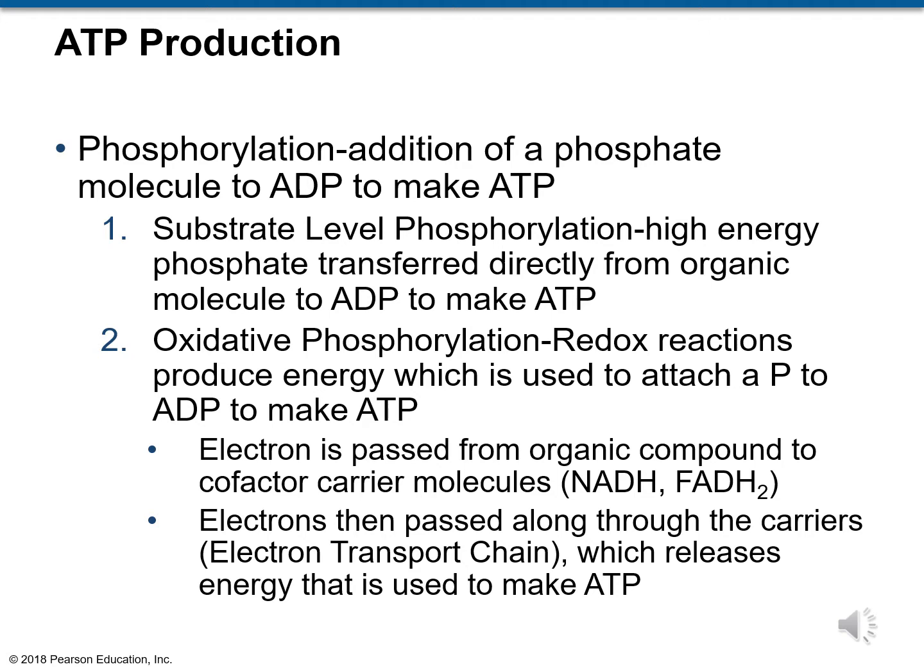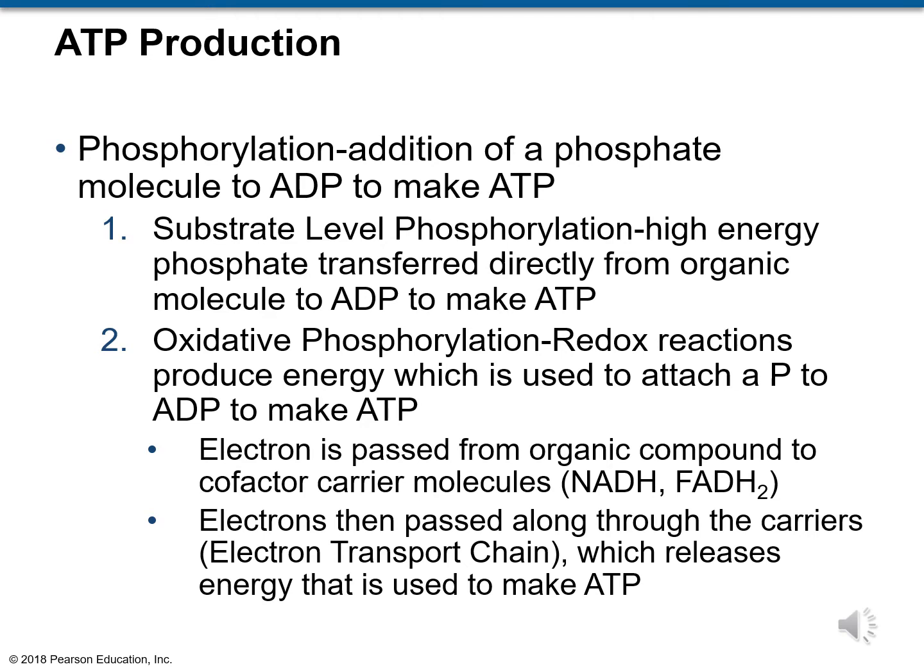Oxidative phosphorylation are redox reactions. Remember, we just did those, where we're going to pass that energy from one molecule to the other in the form of an electron or hydrogen. Then we'll pass it to the next molecule, and we'll have a whole chain of molecules that we're just passing the energy down. And finally, the last molecule that holds the energy decides to do something with it, and that is to make ATP. So the molecules we're passing the electron to are called cofactors or carrier molecules.